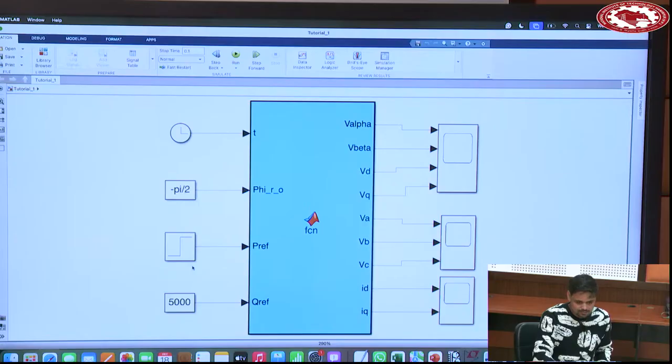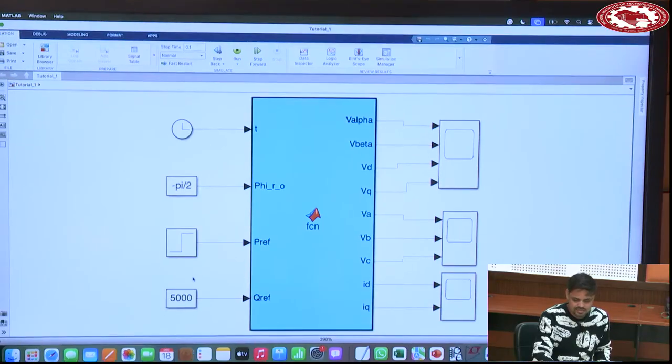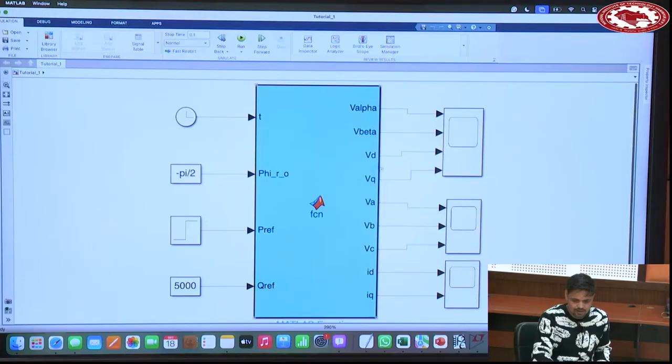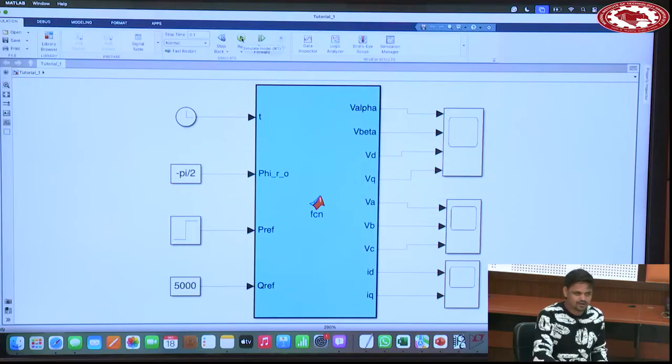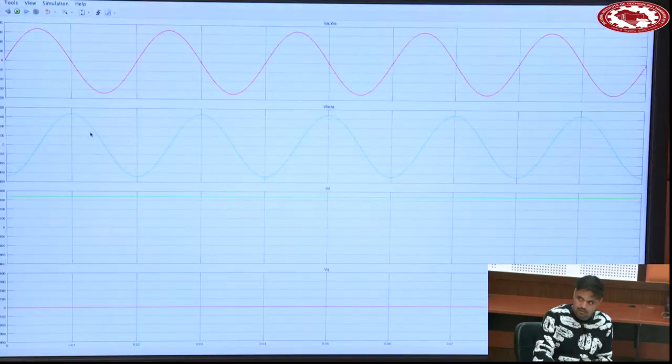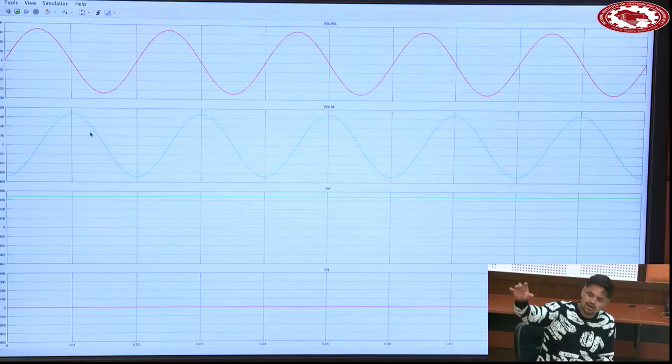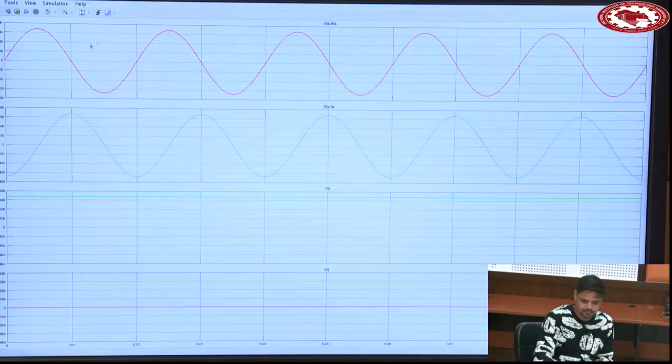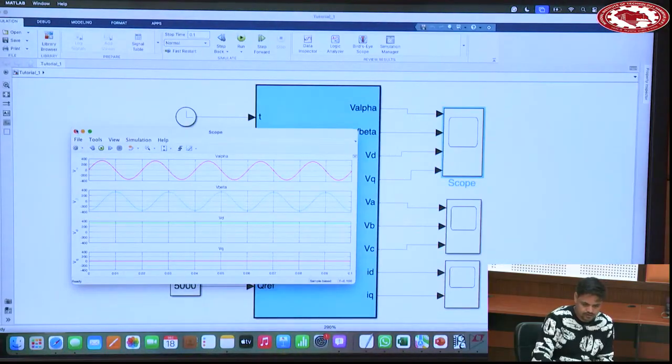To see the decoupling, P ref and Q ref you can put here, and you can see this V alpha, V beta. Some changes are done here, I will show you. This is minus pi by 2, so what do you think? Just quick revision. Minus pi by 2 means Vd will be positive, Vq will be 0. Vd is positive, Vq is 0. This is how it is now looking more interactive. You can do it. So this file is shared with you.